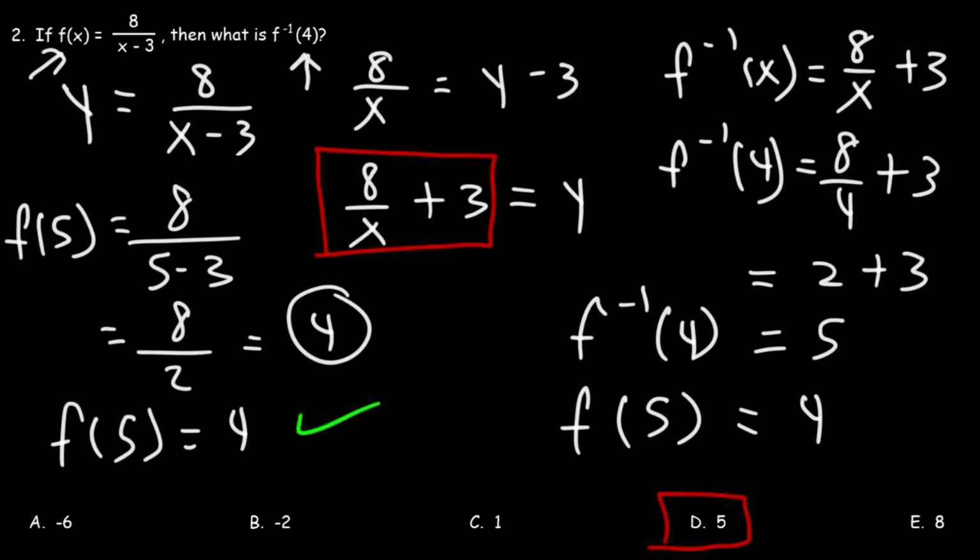So another way in which we could have gotten the same answer is we could have replaced f of x with 4 and solved for x.